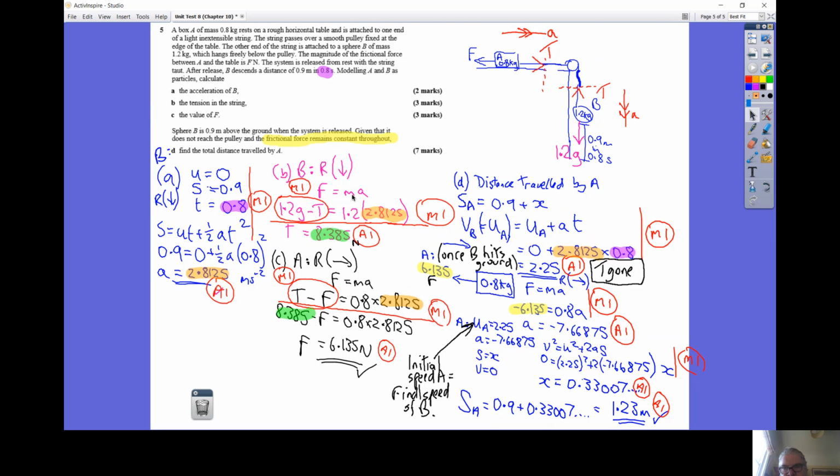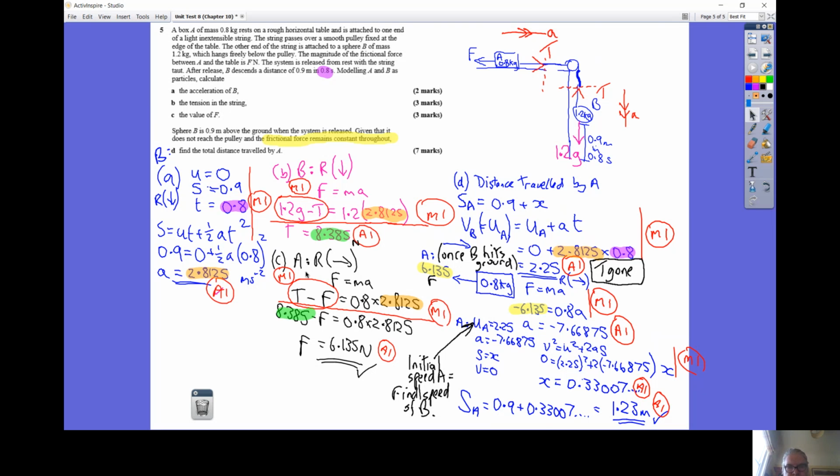Using F = ma, the weight of B, the 1.2g, is greater than the tension. So the net force is 1.2g minus the tension. F = ma, its mass is 1.2. We've just worked out in part A that the acceleration was 2.8125. That allows us to work out that the tension is 8.85.